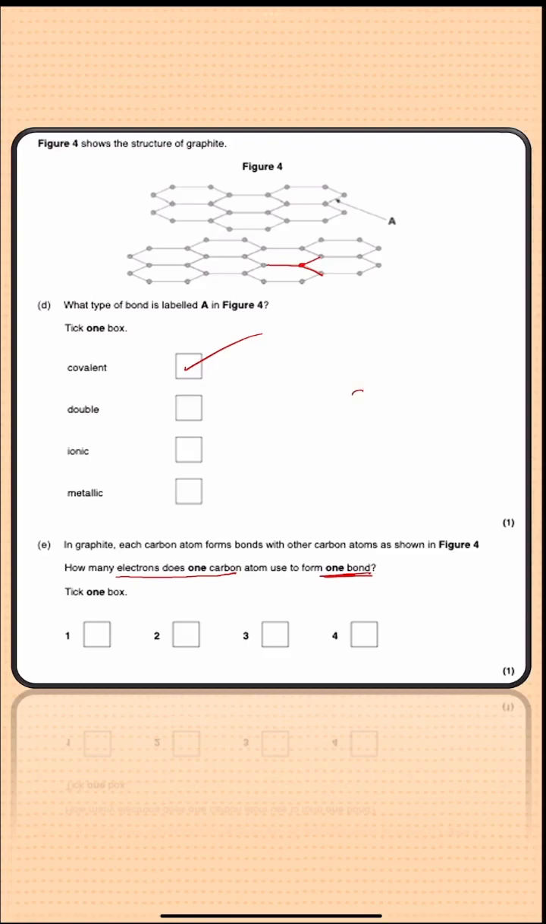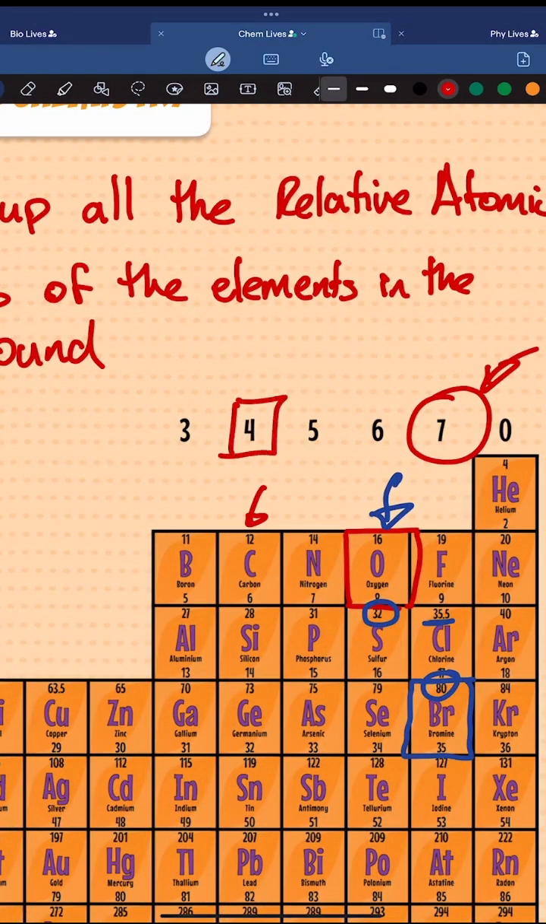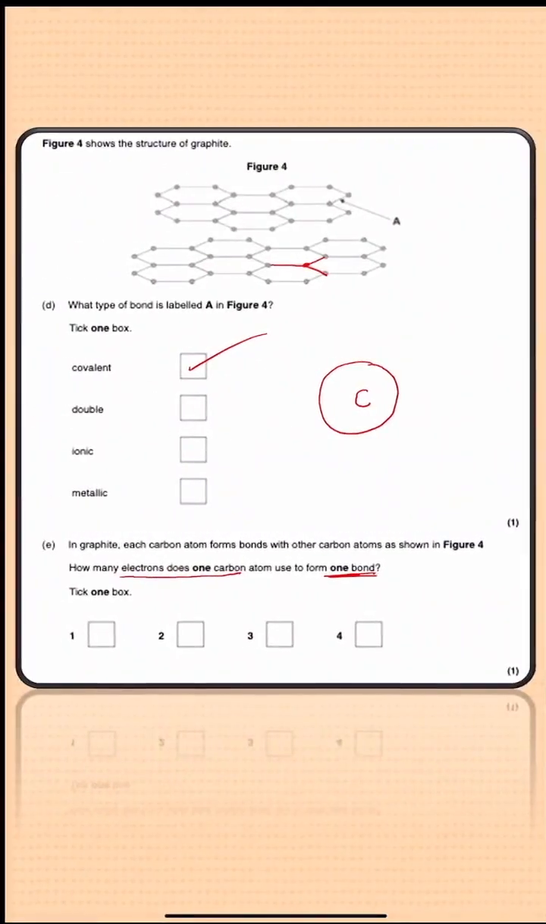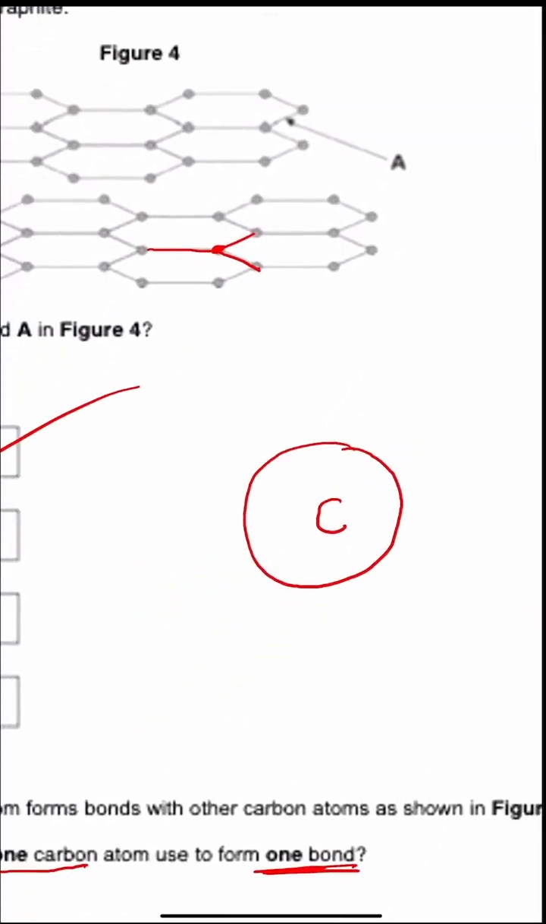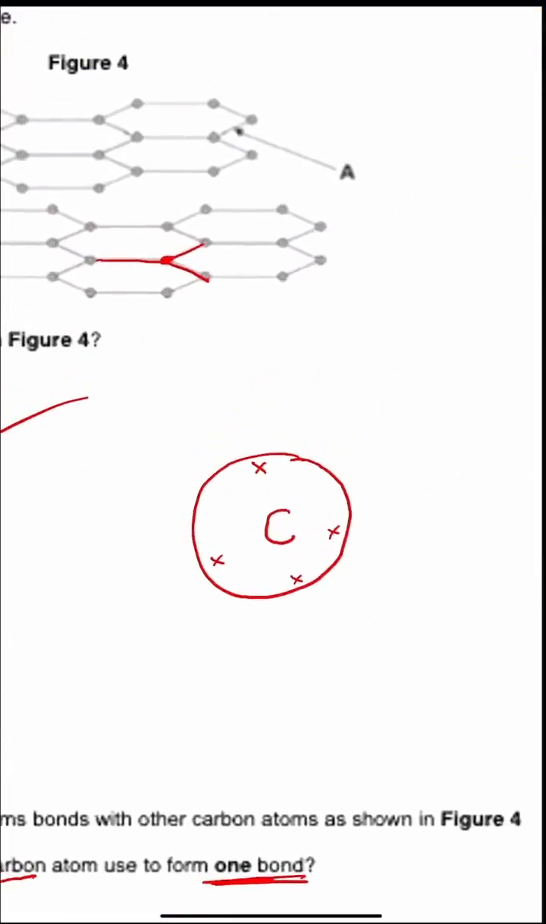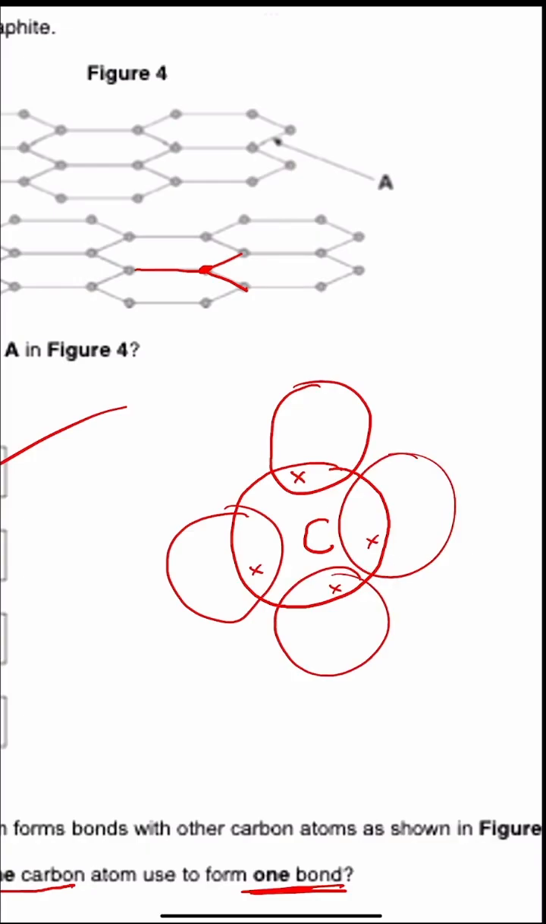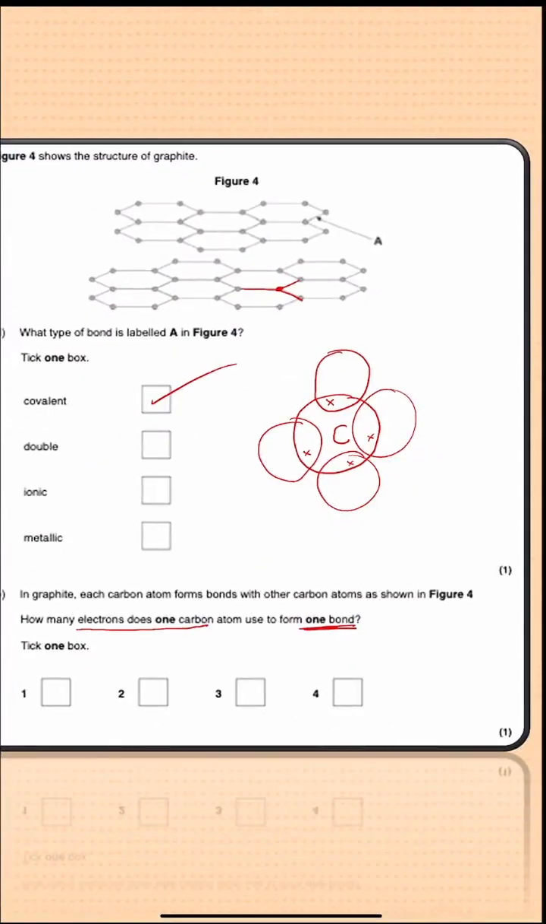So let's say we got carbon. If you look in the periodic table, carbon is here. It's group 4, okay? That means it has 4 electrons on its outer shell, right? 1, 2, 3, 4. That means it can form up to 4 bonds. So it can make a bond here, it can make a bond here, and here. This question is just asking how many electrons one carbon atom uses to form one of these bonds.